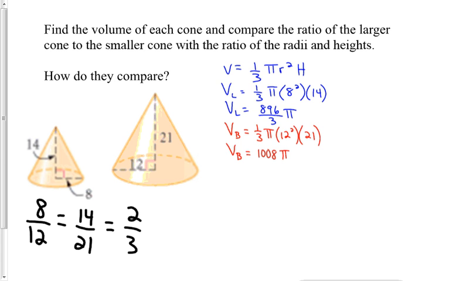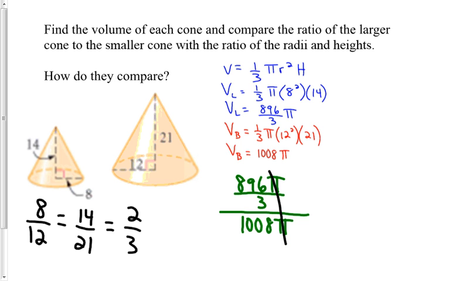So we take the ratio of the volumes. We want little over big because we did little over big down here. So 896 pi over 3 over 1008 pi. So the pi's will cancel out, right? So we need 896 over 3 divided by 1008, or we need to simplify that ratio.